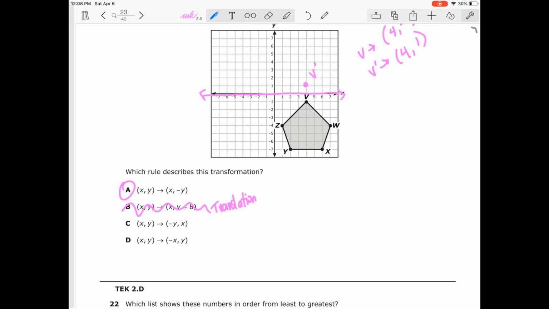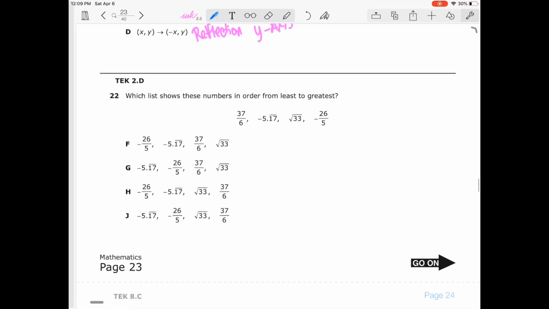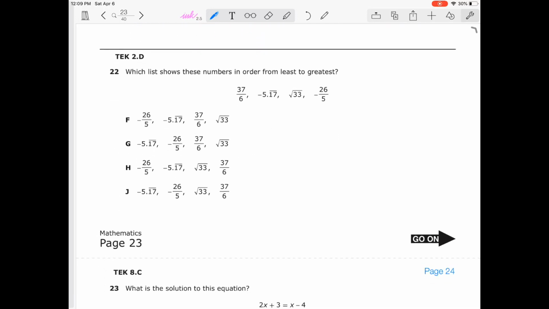Here we transformed from the coordinate point (x, y) to (-y, x). This is a rotation. And here our x changed to the opposite and our y stayed the same. So that's a reflection across the y-axis. You can remember your reflection across the axis is going to be the value that stays the same. All right, so that's not too bad. Number 22, least to greatest.